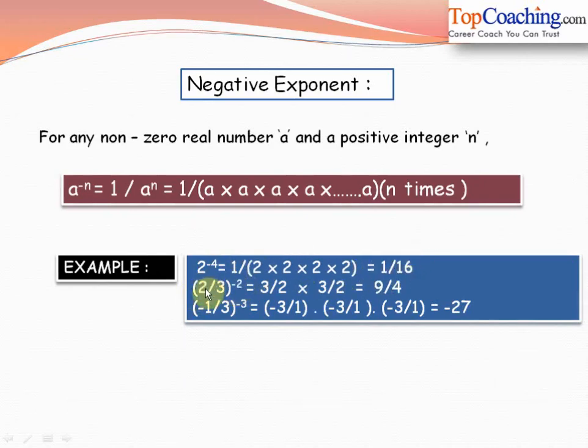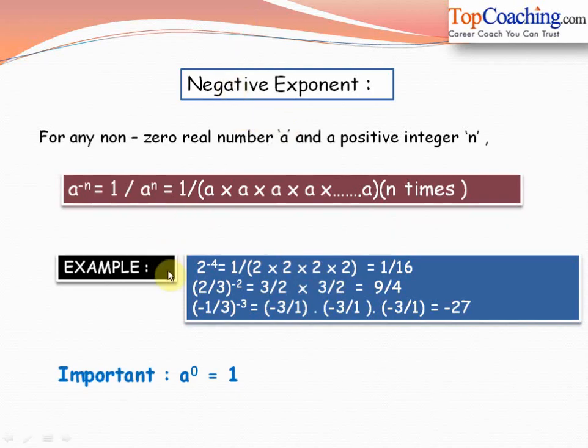Similarly, the value of 2 by 3 to the power of minus 2 is equal to, we write 1 by 2 by 3 whole square, but this is nothing but equal to 3 by 2 into 3 by 2, and this is equal to 9 by 4. Similarly, minus 1 by 3 to the power of minus 3 is equal to minus 3 by 1 into minus 3 by 1 into minus 3 by 1, and that is equal to minus 27. So this is how we solve for negative exponents.